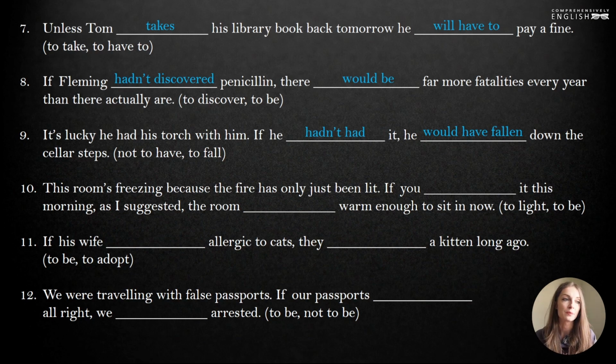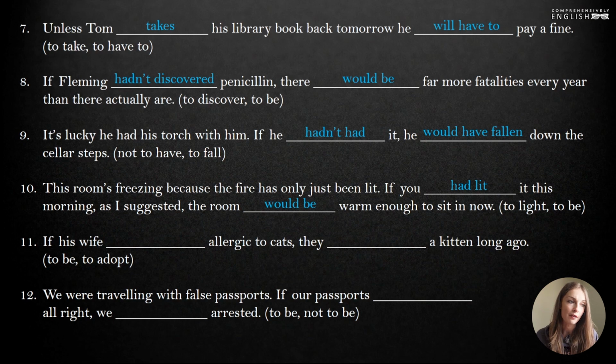Number 10. This room's freezing because the fire has only just been lit. If you had lit it this morning, as I suggested, the room would be warm enough to sit in now. A mixed conditional again. If you had lit it, the condition is in the past; the room would be warm enough now, the result is in the present. Both are unreal.